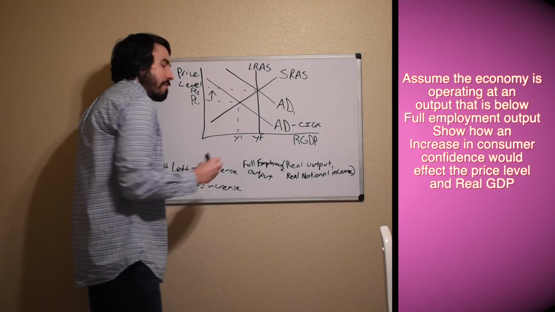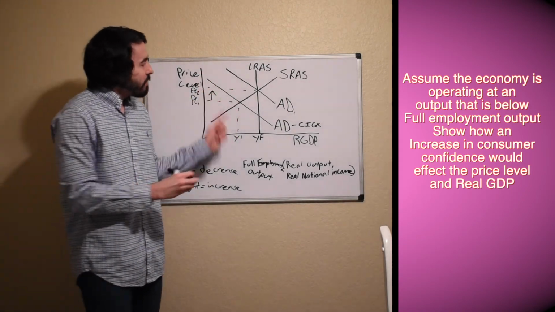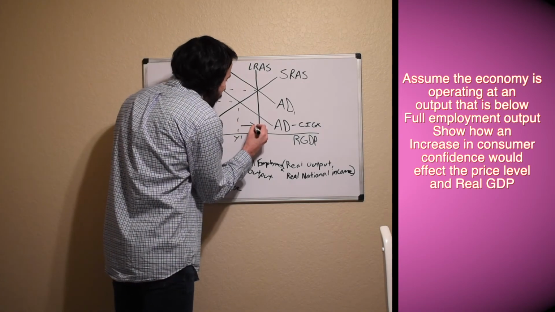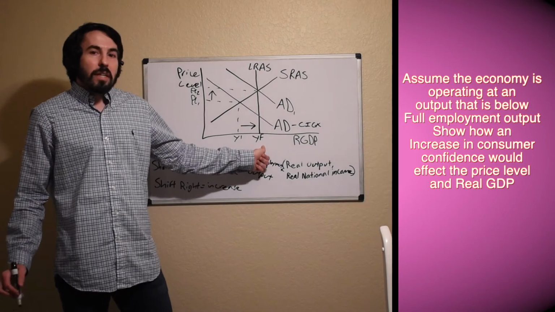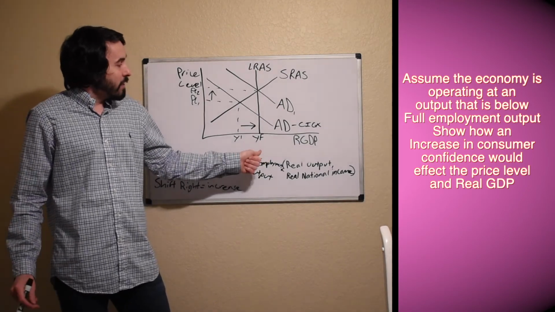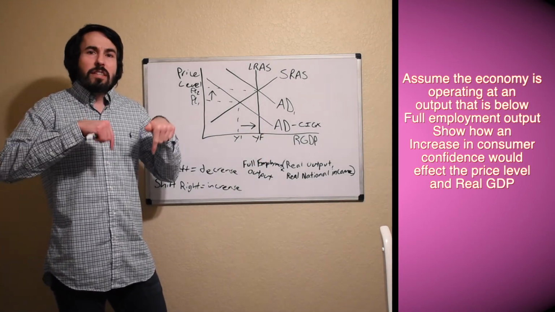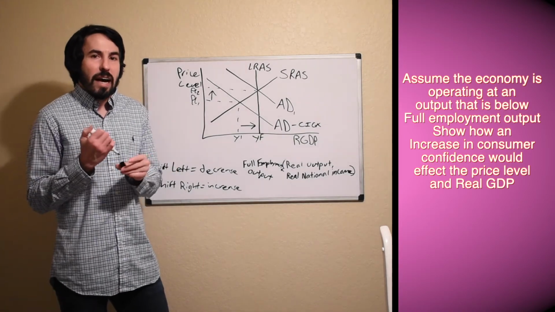Look at that. We got ourselves out of this recession. Our inflation is going to go up. Our price level has gone up. However, our real GDP is also going up. So our real income is going up. Our new Y is here. And our unemployment rate is going to be going down. We're pulling ourselves out of that recession.